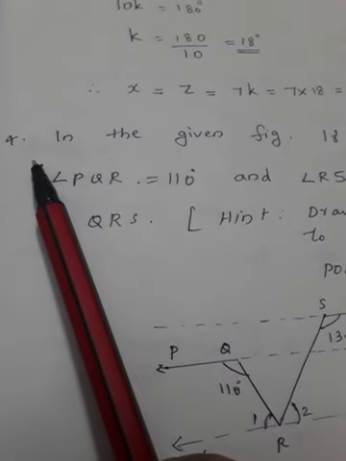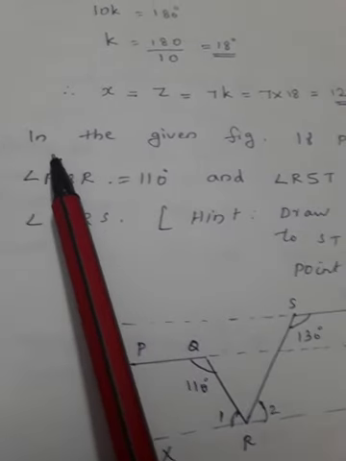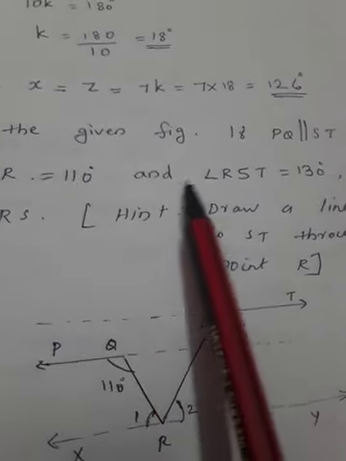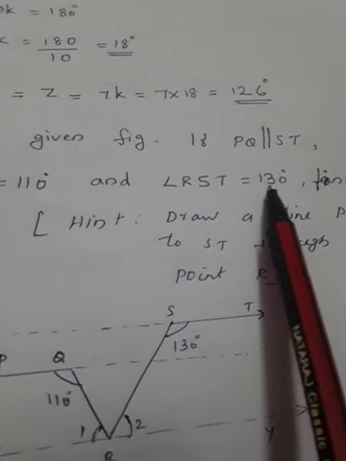This is exercise 6.2, fourth question. In the given figure, if PQ parallel ST, angle PQR is 110 degrees, angle RST is 130 degrees, then we need to find angle QRS.